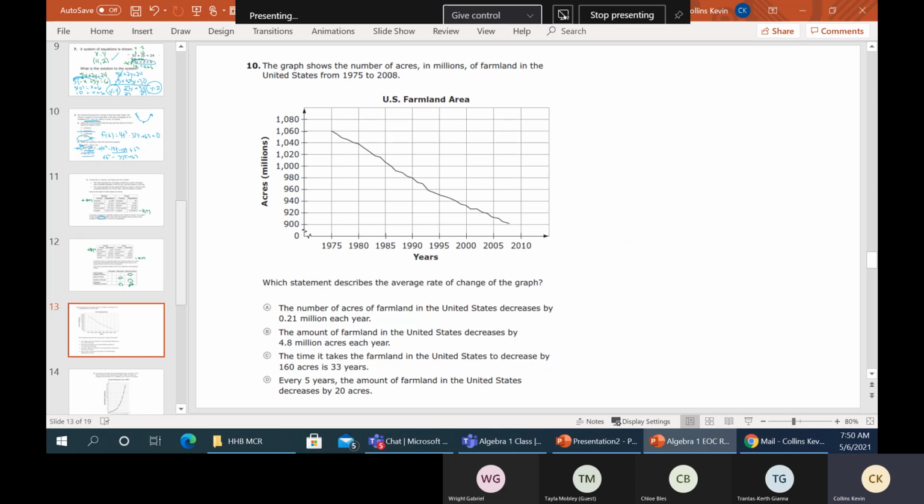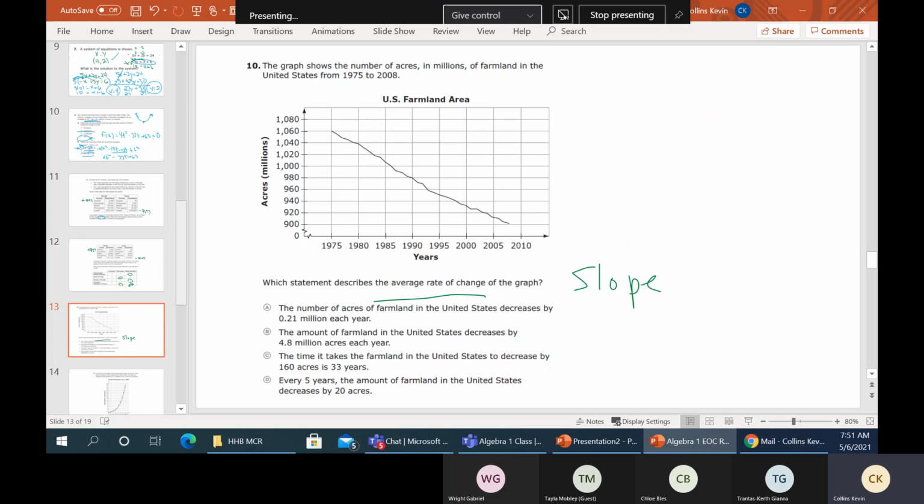So again, picking stuff off charts and graphs. It says the graph shows the number of acres in millions of farmland in the United States from 1975 to 2008. So this one's pretty easy. Which statement describes the average rate of change of the graph? Okay, so average rate of change is literally slope. Anytime you see this phrase, this is slope, right?